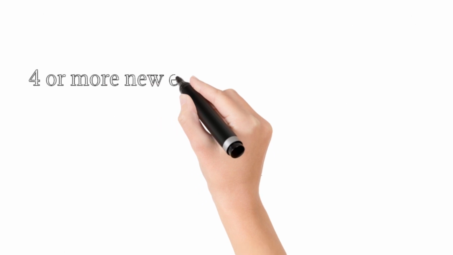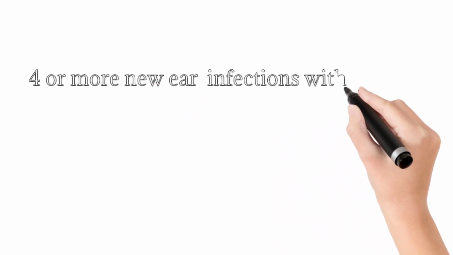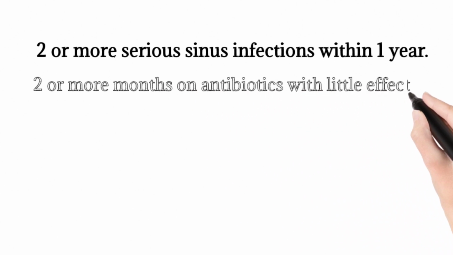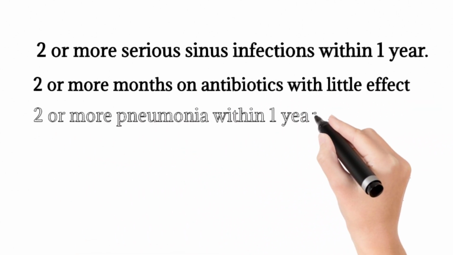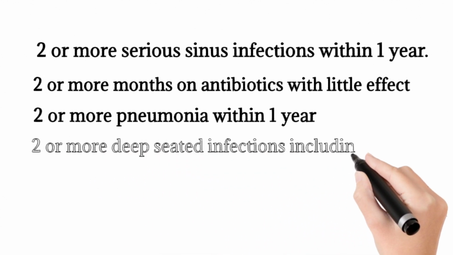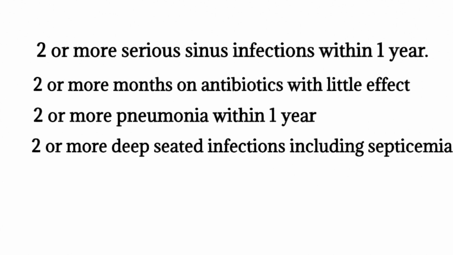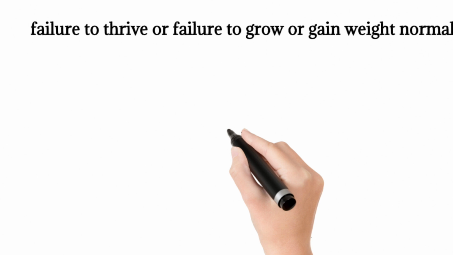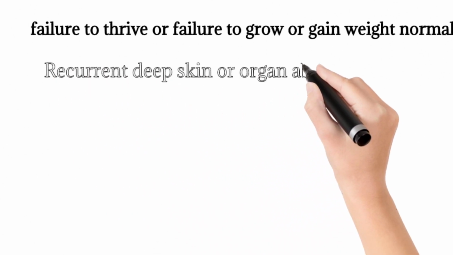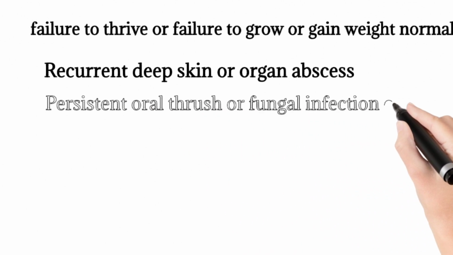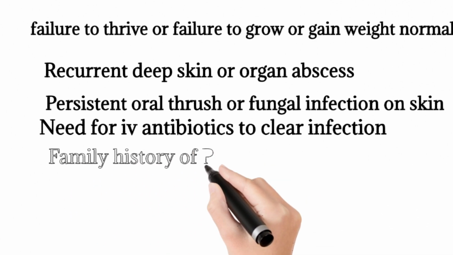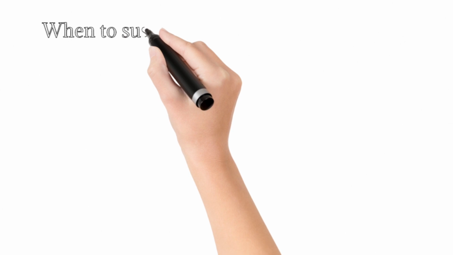Okay. So, 4 or more new ear infections within 1 year. 2 or more serious sinus infections within 1 year. 2 or more months on antibiotics with little effect. 2 or more pneumonias within 1 year. 2 or more deep-seated infections including septicemia, failure to thrive or failure to grow or gain weight normally, recurrent deep skin or organ abscesses, persistent oral thrush or fungal infection on skin, need for IV antibiotics to clear infection, family history of PID.